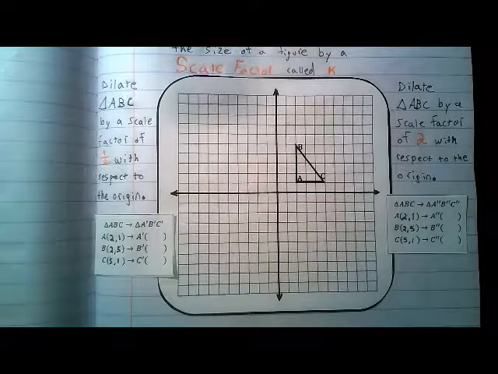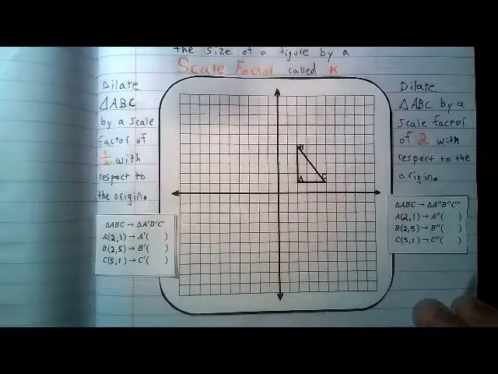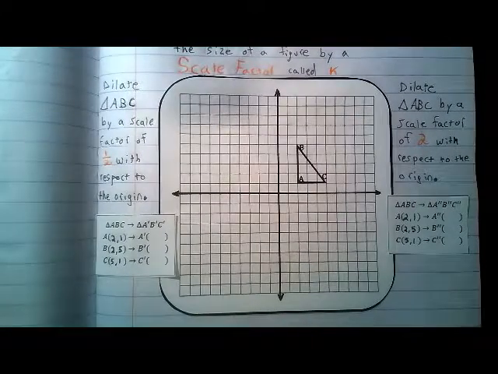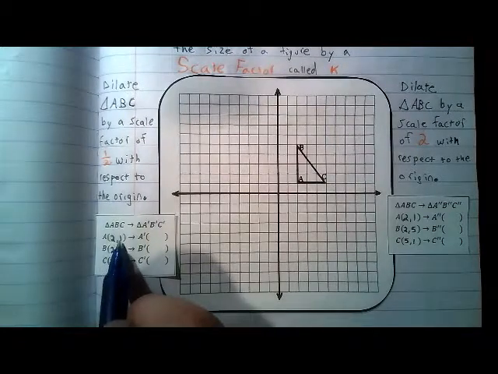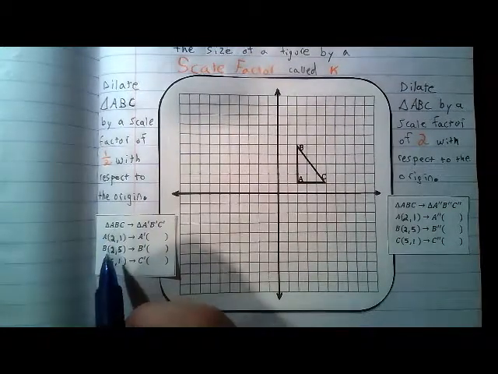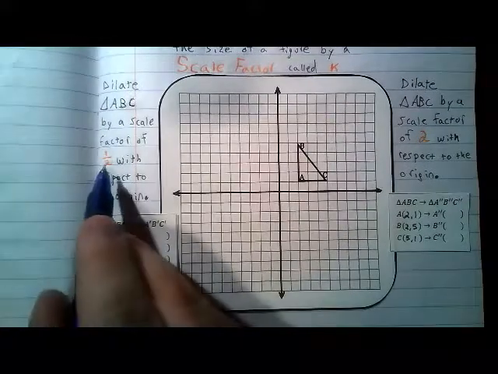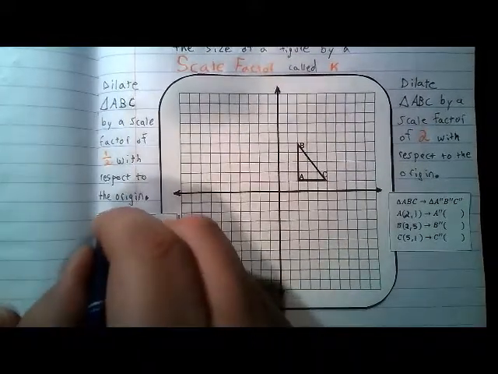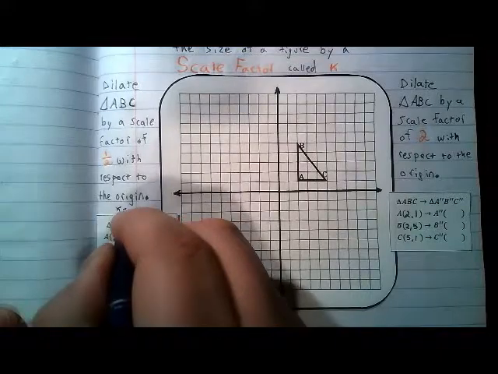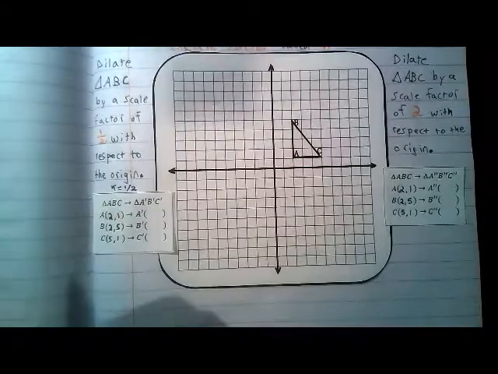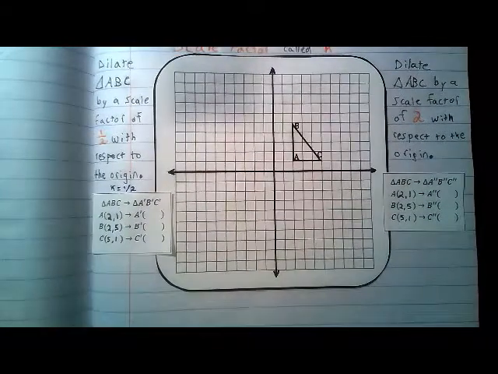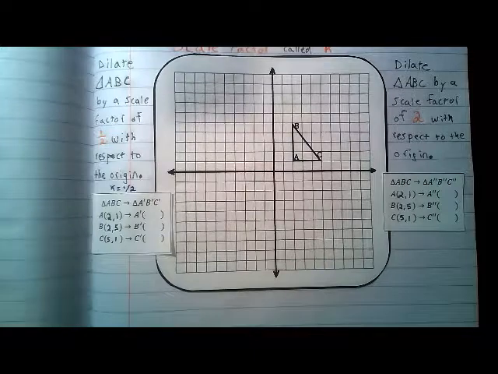Dilate triangle ABC by a scale factor of 1/2 with respect to the origin. So this is our first problem. Now when we dilate something by a scale factor called k, what we have to do is multiply every single coordinate, both x and y, by whatever the scale factor is. So in this case the scale factor is 1/2. Sometimes it's helpful to put k equals 1/2. You could put k equals 0.5 if you wanted to. And now I'm doing this problem in blue so you can see the difference between the problems.